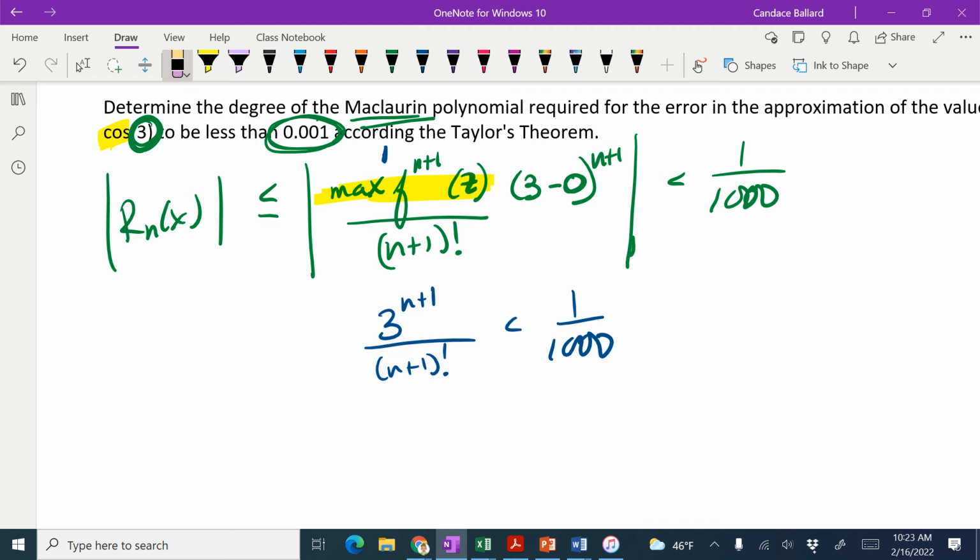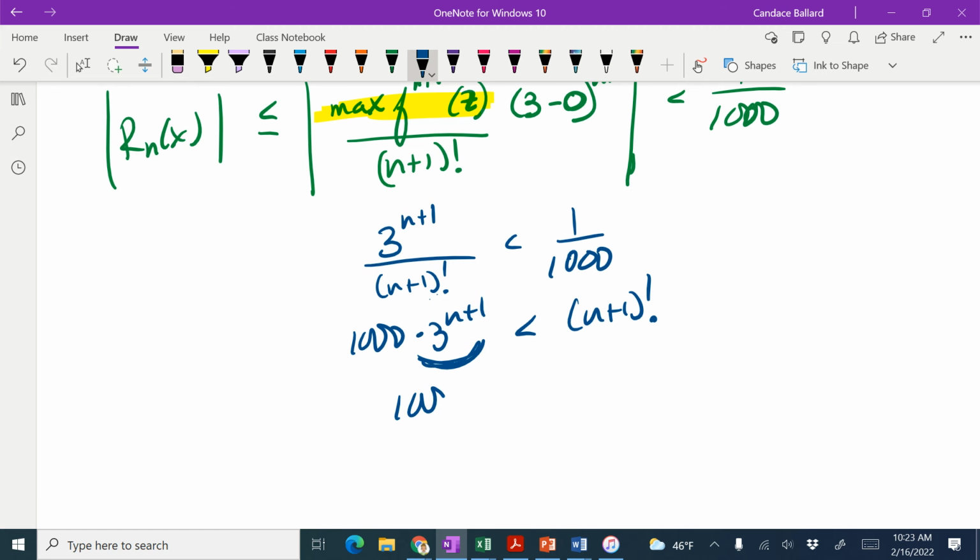Okay, so I'm going to multiply both sides by the 1000 to get it to the other side. And at the same time, I'm going to multiply by n plus 1 factorial. So I would have 1000 times 3 to the n plus 1 less than n plus 1 factorial. All I'm doing is some algebra to manipulate it. My goal is to get rid of the 1 over 1000 fraction. How would I get this to the other side with the other ends? Yeah, we're going to divide. So 1000 is less than n plus 1 factorial over 3 to the n plus 1.